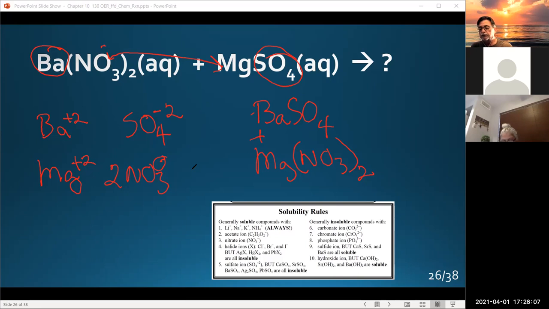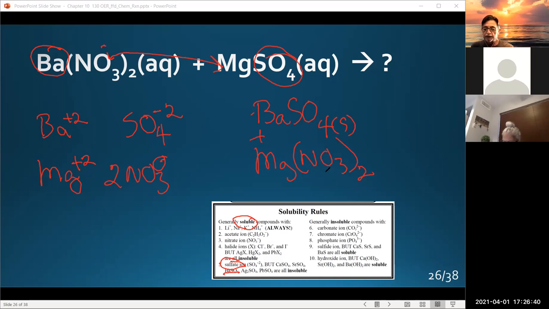Now, once we got the formulas together, the next step is to determine the solubility. We got a sulfate here. We go down to the sulfate region, which is number 5, and normally it's soluble, right? Except calcium, strontium, barium, silver, and lead. So barium sulfate is insoluble, and so we have a solid here, okay?